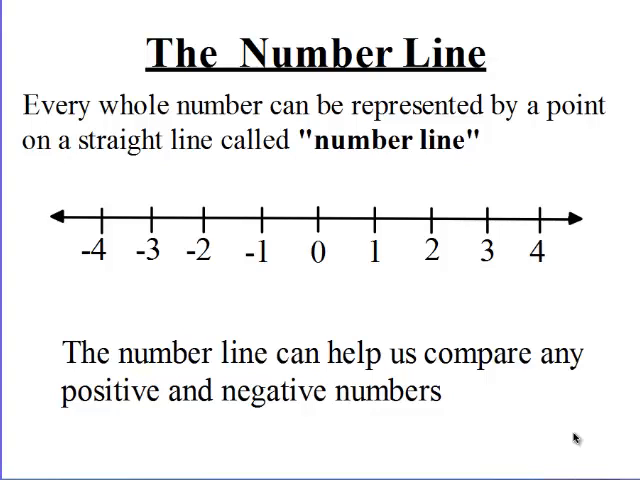In this lesson, we are looking at the number line. Every whole number can be represented by a point on a straight line called a number line. So this is what we refer to as a number line. We have a straight line here with arrows at the end of the line.